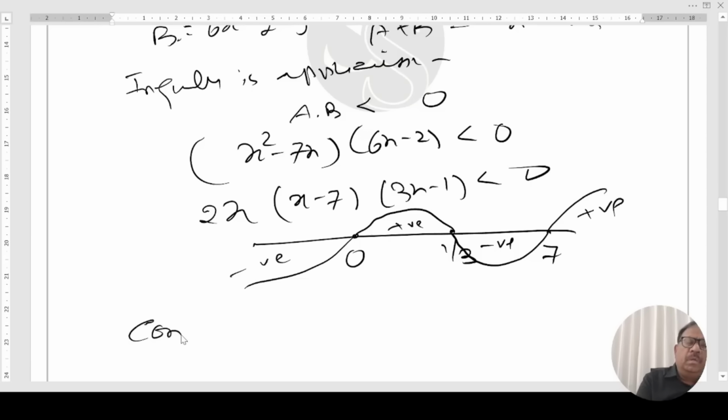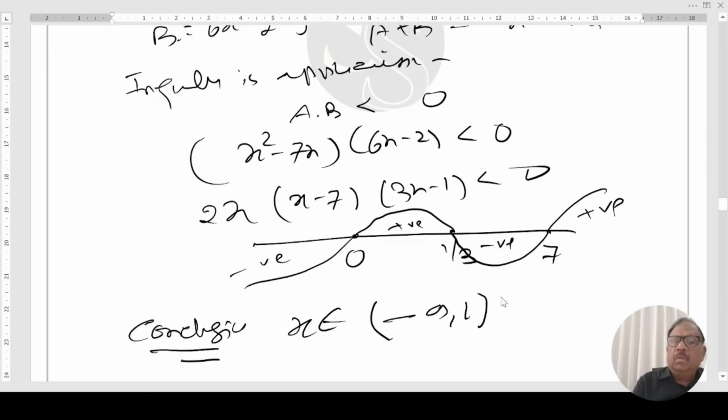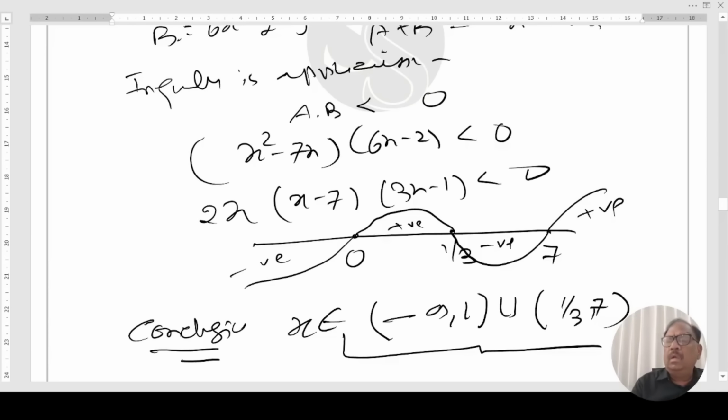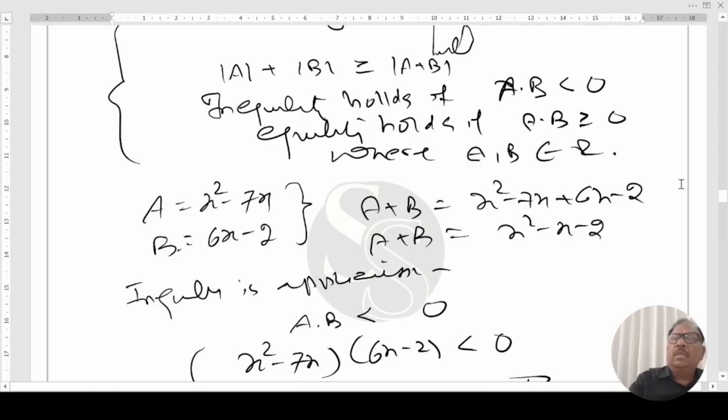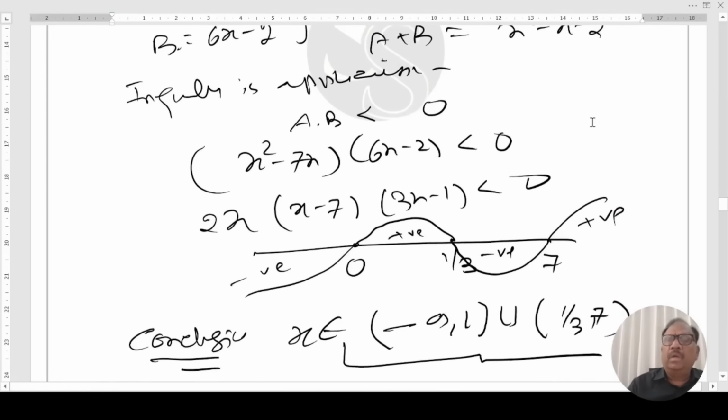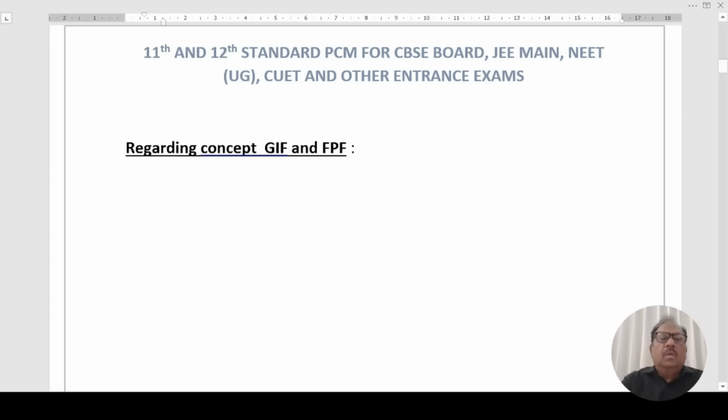So conclusion, you have to find the value of x for which it is less than 0. So x belongs to minus infinity to 0 union 1 by 3 to 7. This is the complete answer. This is the main thing. This is a very, very important thing to be kept in mind for solving the triangle inequality, right?